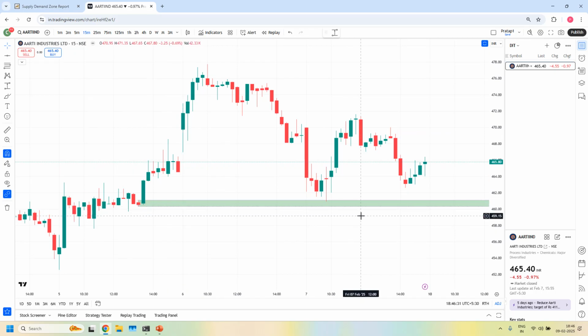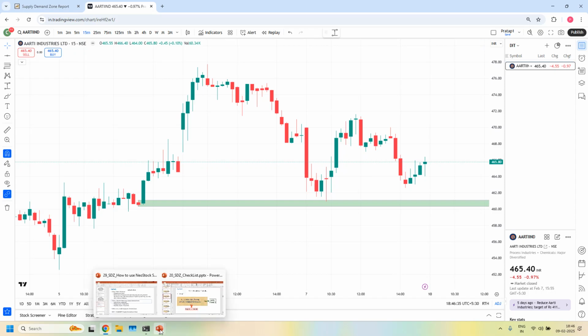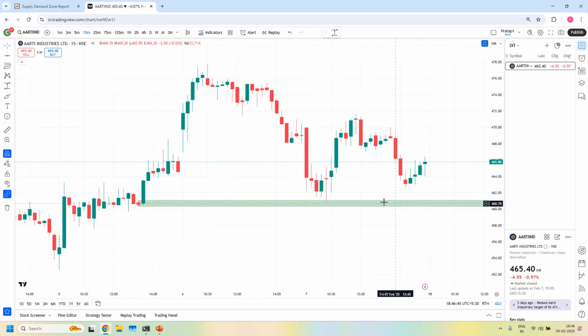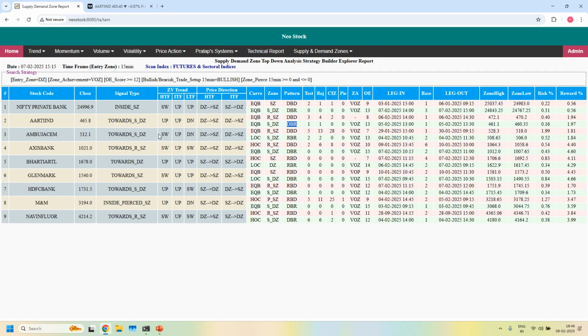Next time, is it going to work? It's all depending on whether there is a fresh fine-tuned 5-minute zone. That is what you learned in your checklist item 4. Is the entry zone having a fresh fine-tuned 5-minute zone? If it is having a fresh fine-tuned 5-minute zone, probably it may give you another test. That we will see later when we analyze the charts in detail. First, I am going to draw the charts, all the charts.